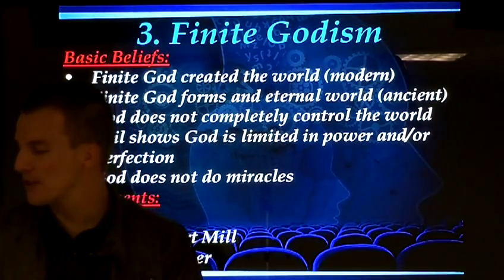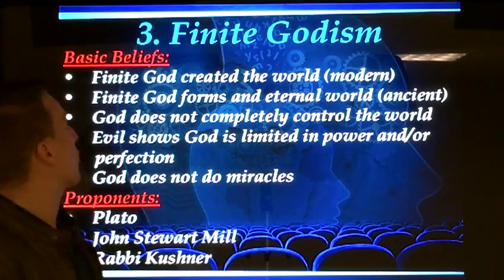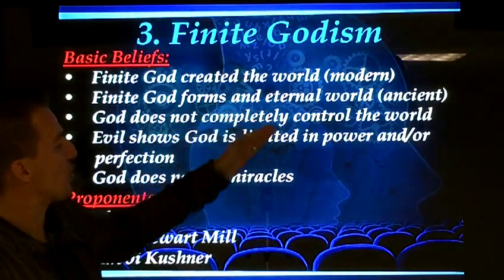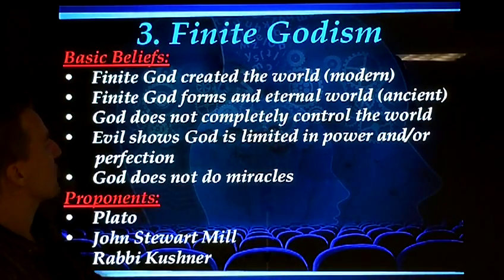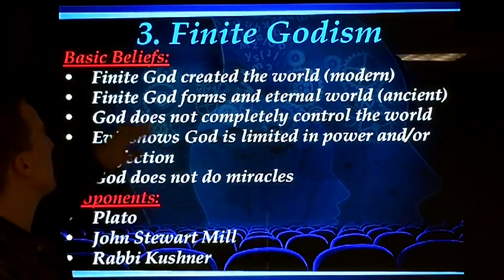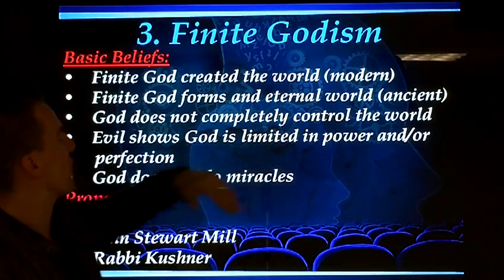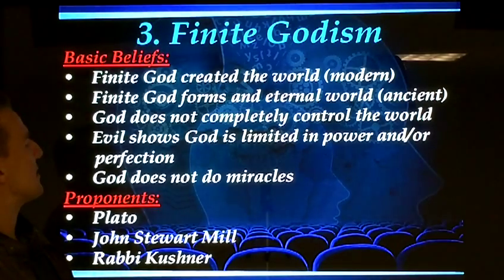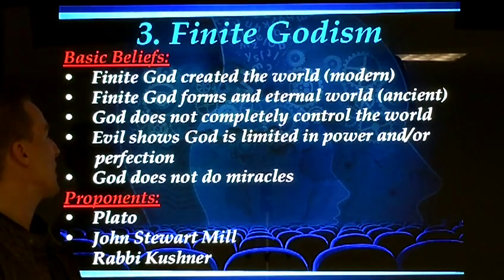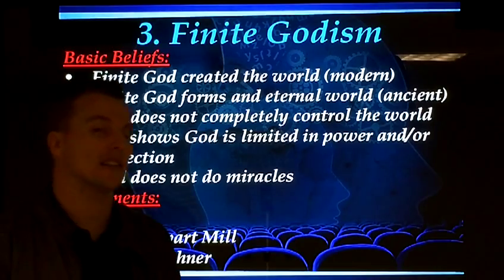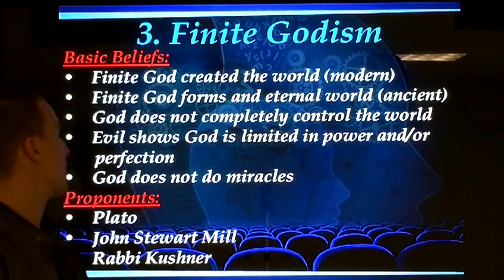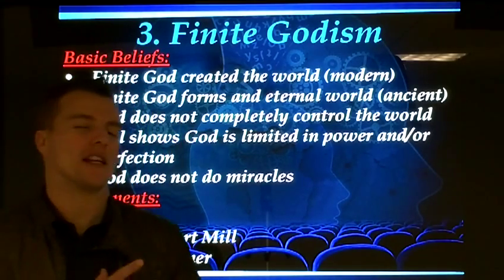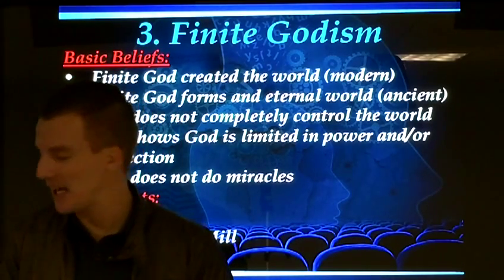Some of the basic beliefs: a finite God created the world, or a finite God forms an eternal world, so it's ancient. There's a modern version of finite Godism that says God created the world, and the ancient version says that he forms an eternal world. God does not completely control the world, and evil shows that God is limited in his power and/or his perfection, and God doesn't do any miracles. So those would be some of the beliefs of finite Godism.